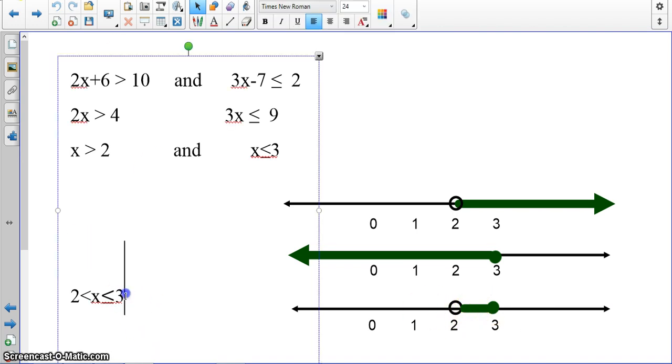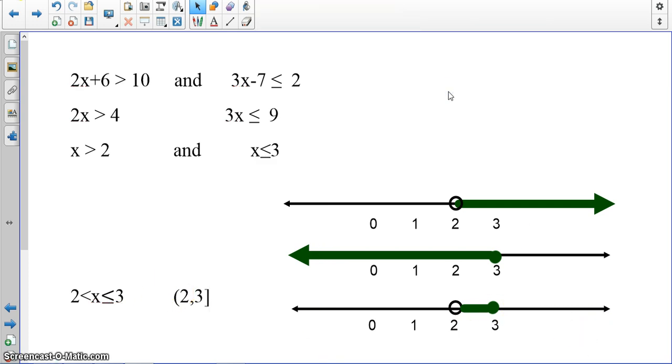In interval notation, by the way, I've kind of skipped that. That would be (2, 3], where the bracket means we're including 3 and the parenthesis means we're not including 2. So there you go. It's a pretty quick one. Hopefully that's enough to get us started tomorrow so that when we jump into this section, which is kind of challenging, it's not overwhelming.